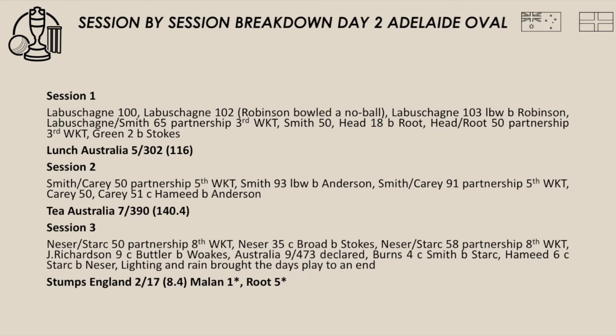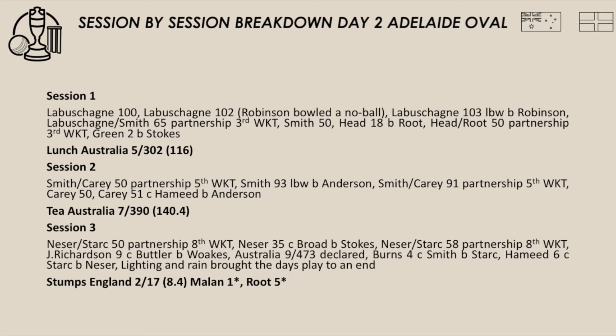Heading into the last session of Day 2, we saw Neser and Starc add 50 runs for the 8th wicket partnership. Soon after, Neser got out for 35, caught Broad, bowled Stokes, and he and Mitchell Starc added 58 runs for the 8th wicket. Jhye Richardson was the last wicket to go for Australia. He went for 9, caught Butler, bowled Woakes.